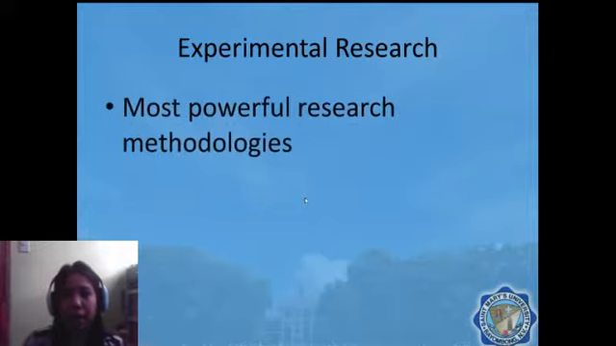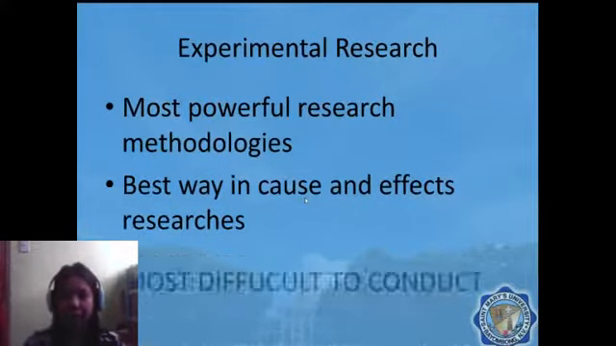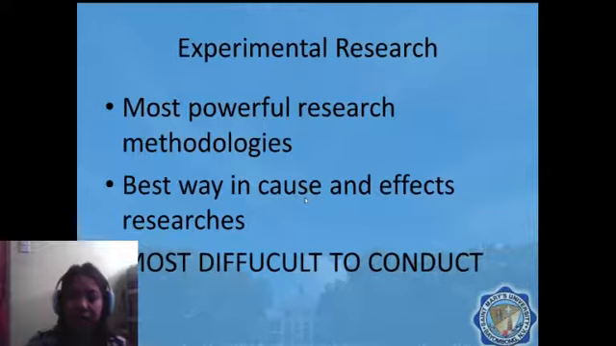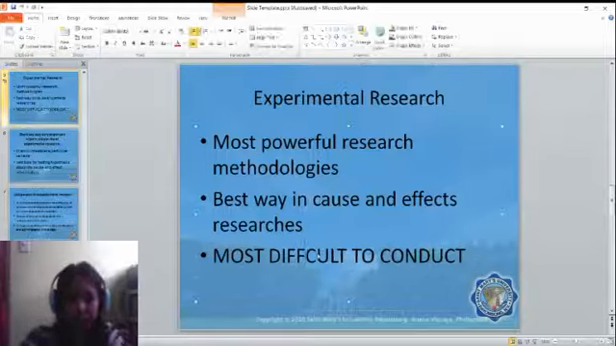And here are some of the characteristics of experimental research. It is considered the most powerful research methodology. It is the best way in cause and effect researches, and it is actually considered the most difficult to conduct.